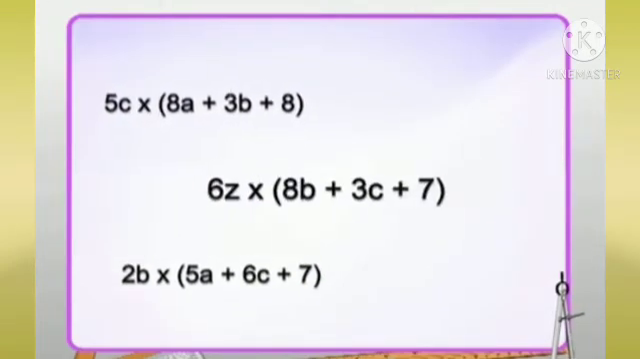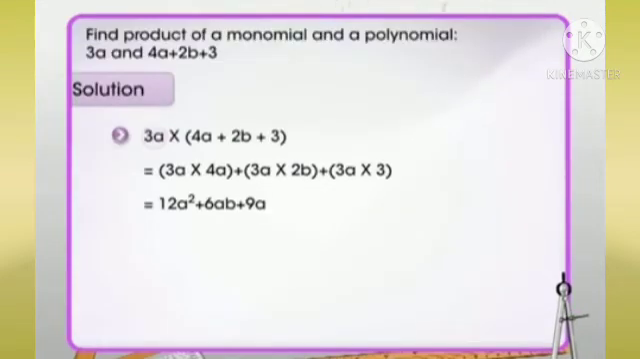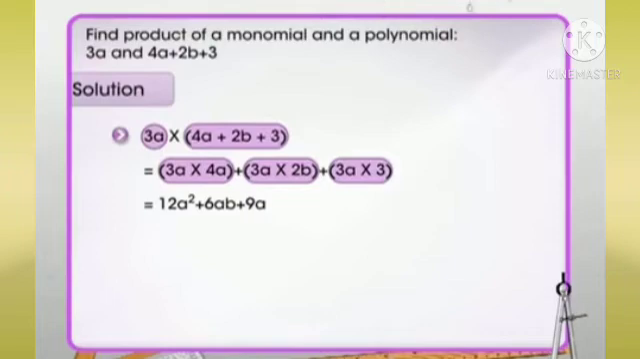Let's check out the example. 3a multiplied by 4a plus 2b plus 3. Multiply 3a with each of the three terms 4a, 2b and 3. That gives 3a into 4a plus 3a into 2b plus 3a into 3. So, the final product is 12a square plus 6ab plus 9a, which is a polynomial.